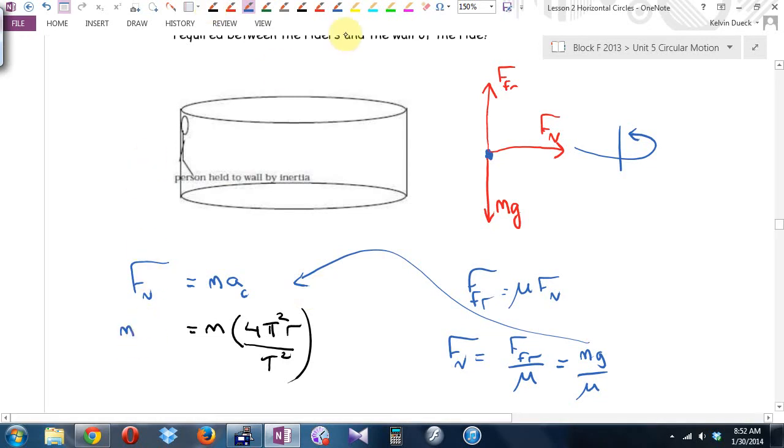Oh, let's go to black so it matches, Mr. Dueck. mg over mu. Oh! What do you notice? When you went on this ride, can a fat person go on this ride just like a skinny person? Can a grown-up go on this ride just like a child? Did you have to step on a scale before you got on this ride? No, you say? Why? What are we trying to find?